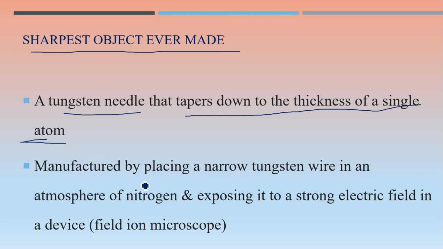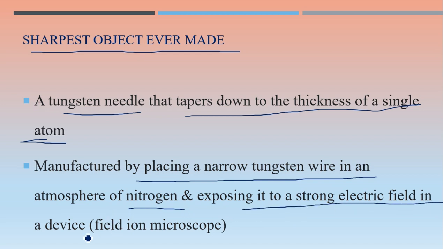And how can we do that? We can manufacture these types of needles by placing a narrow tungsten wire in an atmosphere of nitrogen and exposing it to a strong electric field in a device, and that device is known as a field ion microscope. So a question could come in the MCQ part of a competitive exam: what is the device that is used to make a tungsten needle that tapers down to the thickness of a single atom? The answer is field ion microscope.